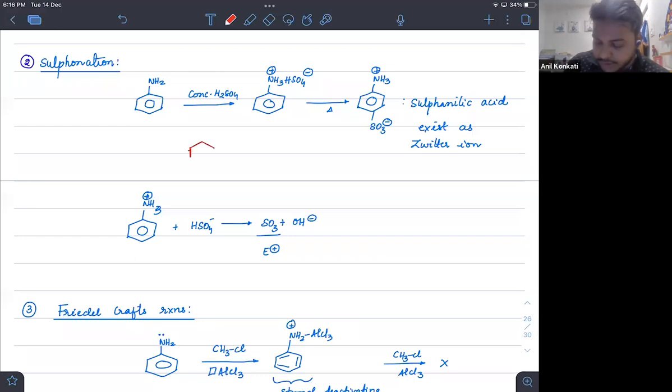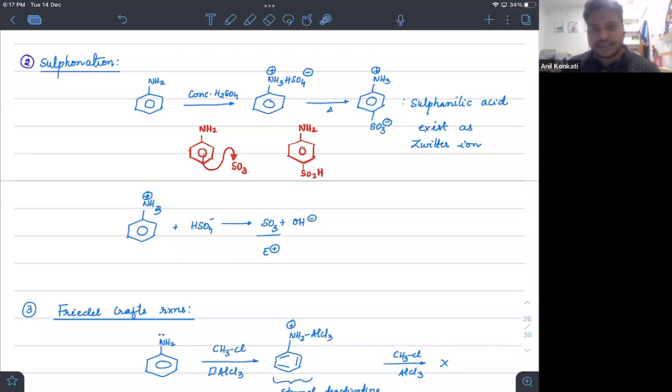On heating, you can expect this kind of formation, like we have NH2 and sufficient SO3 present here. So this will go for a para substitution, and on para substitution, you will get this. And because it is in acidic medium, you will have SO3H, isn't it? So we will have this as NH2 with SO3H formation.